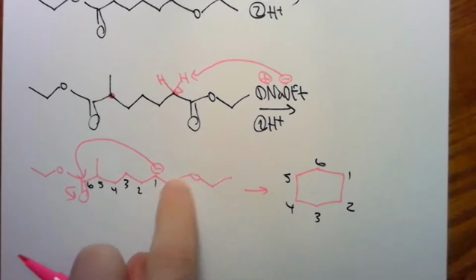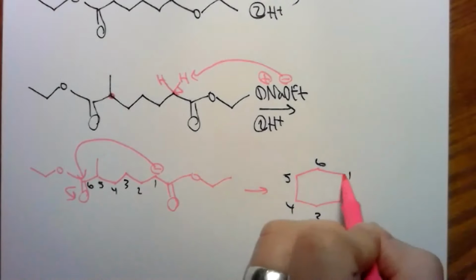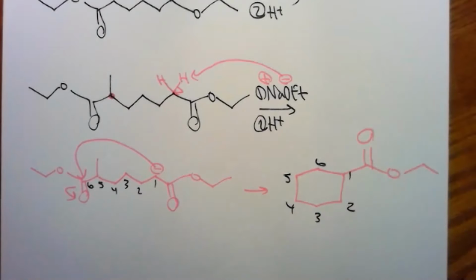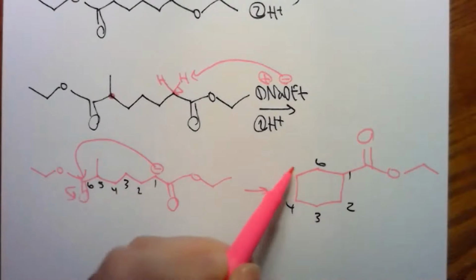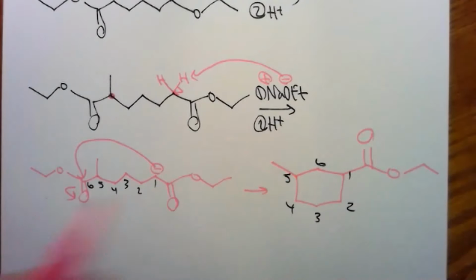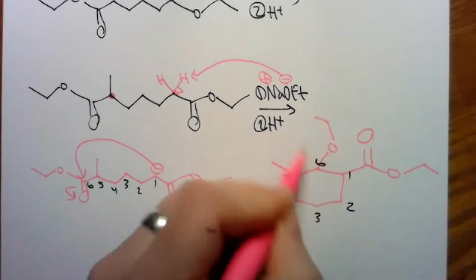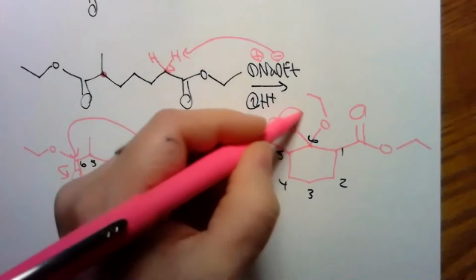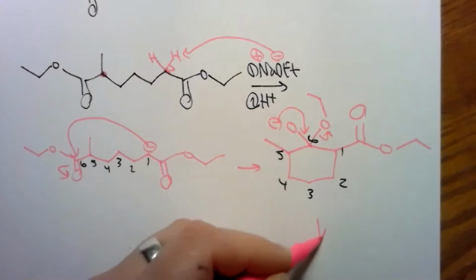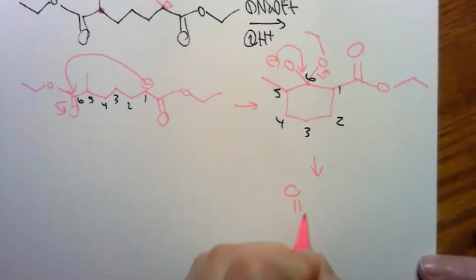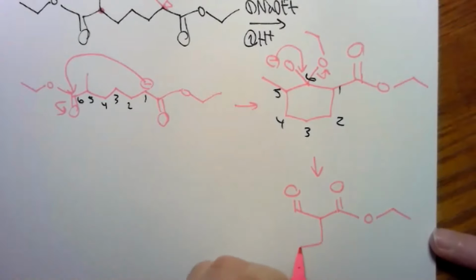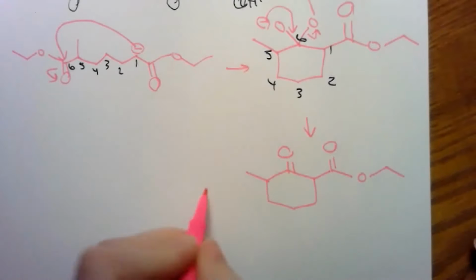On carbon number 1, I should have a carbonyl ester thing. Carbon number 1, carbonyl ester thing. Carbon number 5 needs a methyl. Carbon number 6, O ethyl and O minus. Claisen folds down and kicks out your ester leg to get you here. So many students think they are done at this point, and I say, no, not yet.